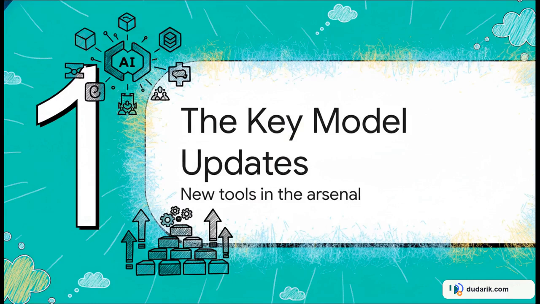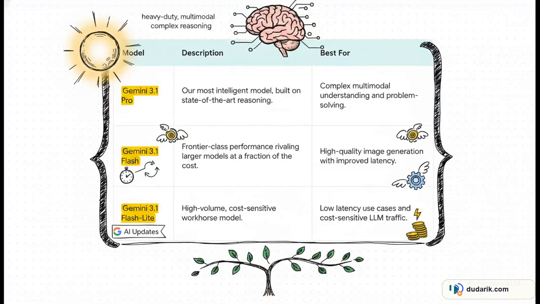The big headline from all the February announcements was a pretty major update to the Gemini model family. It looks like Google is really trying to create a much clearer system with different models for different jobs. Now, what's really interesting here is the strategy this whole thing reveals. Up at the top, you've got Gemini 3.1 Pro.